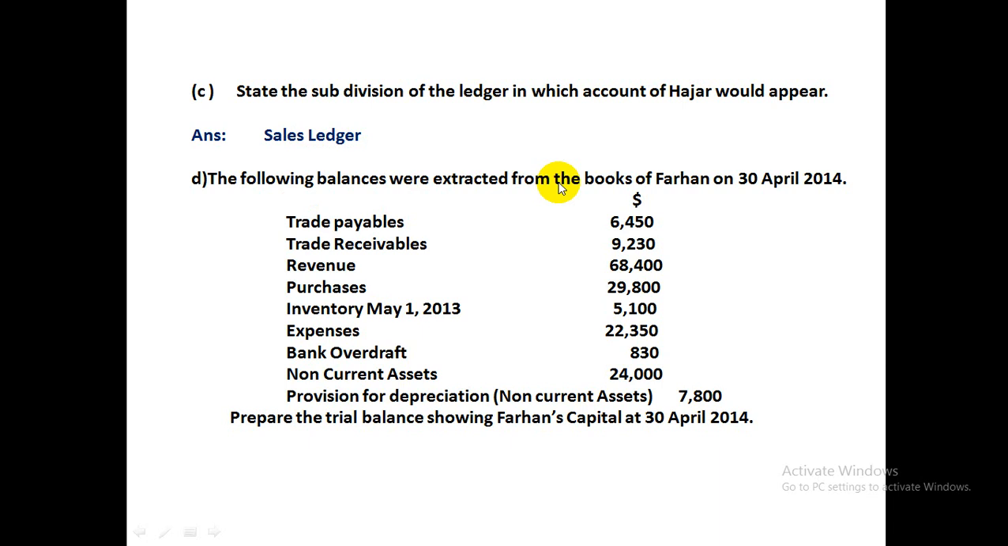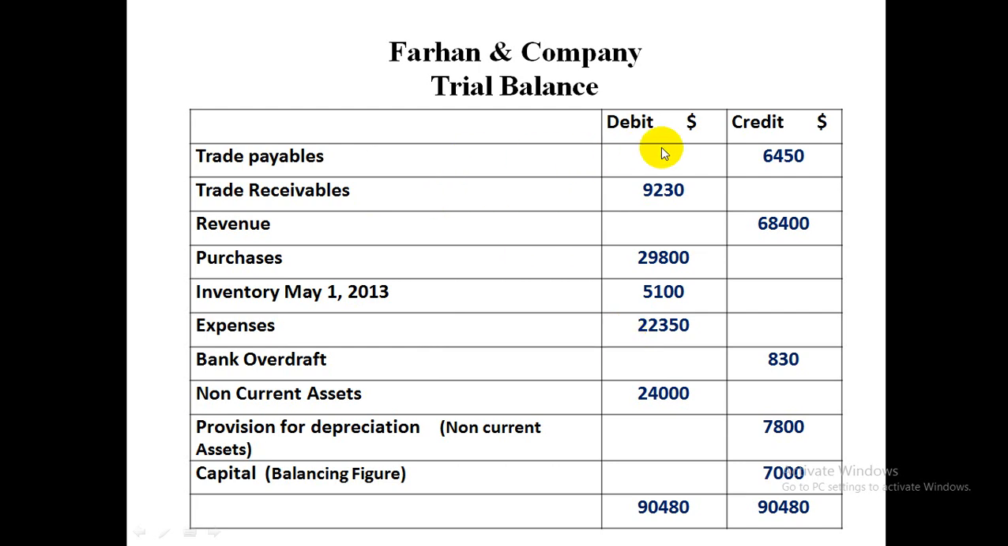The following balances were extracted from the books of Farhan on 30th April. You are required to prepare a trial balance showing Farhan's capital. We know that assets minus liabilities gives us the capital. Let's put up the balances in the required columns. Liability account balance will come in credit. Asset balance will come in debit. Income balance will come in credit. The increase rule of debit and credit is followed for putting up the balances in debit and credit.